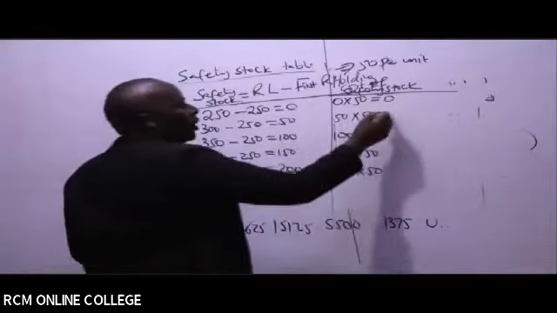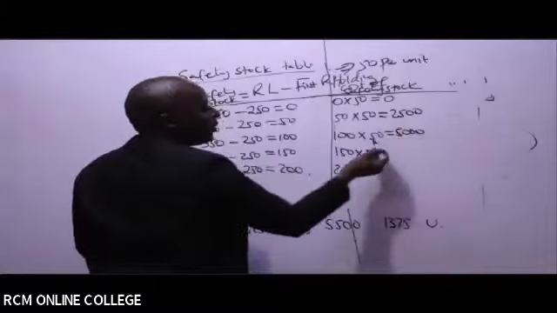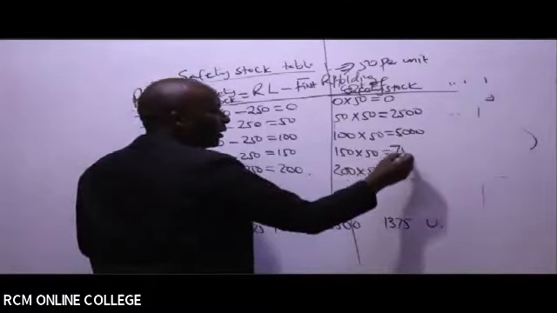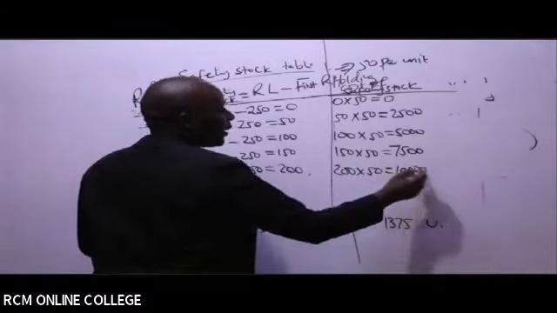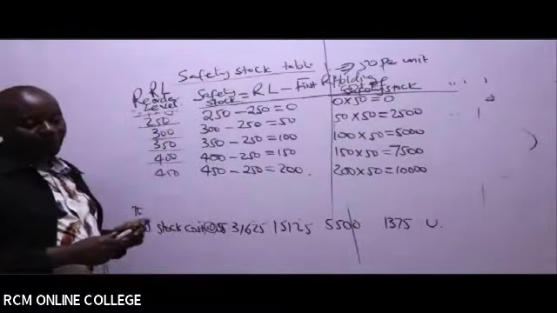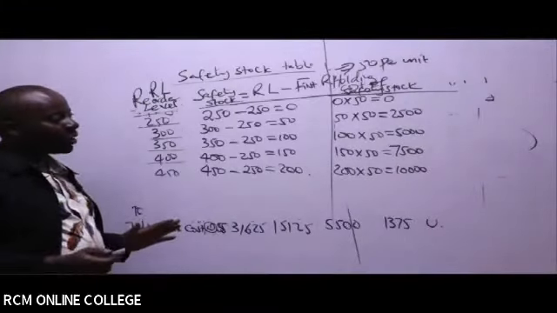The first one will be 0. The second one is 2,500. This is 5,000. This one, 7,500. This one is 10,000. Please confirm whether all those answers are correct. Yeah, thank you so much. I can see them there. They are correct.